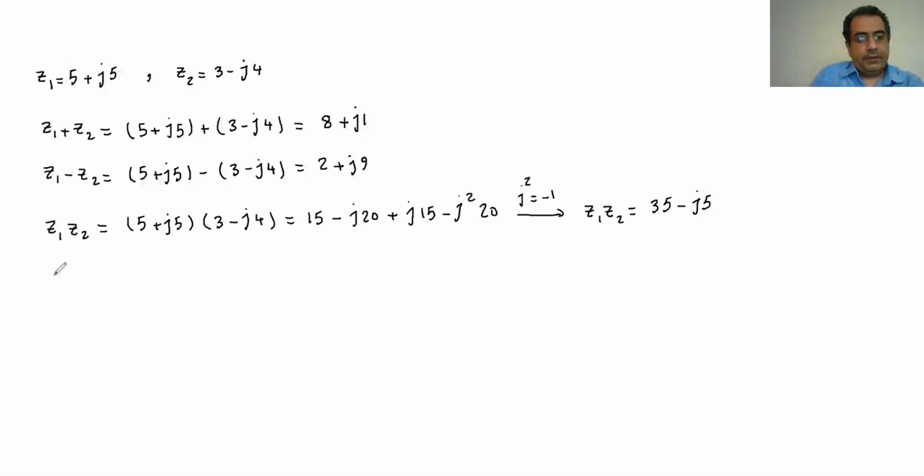For division, if I have z1 divided by z2, what we'll have is 5 plus j5 divided by 3 minus j4. For division, it's a little bit more complicated. Not complicated, it has a couple more steps involved, and that is we are going to multiply it and divide it by z2 star over z2 star.